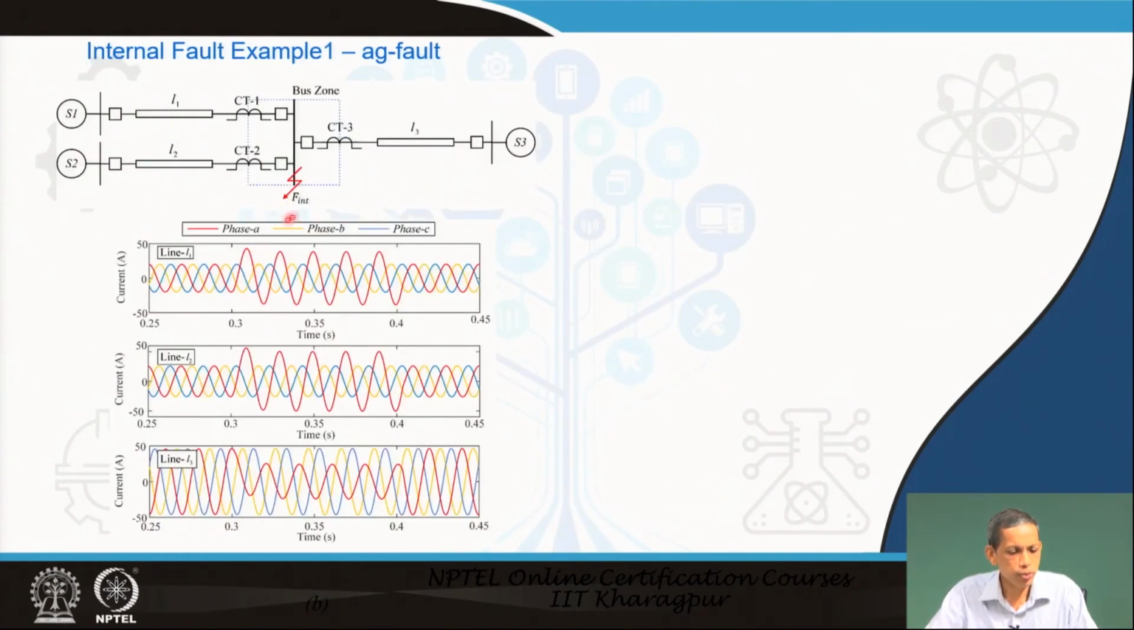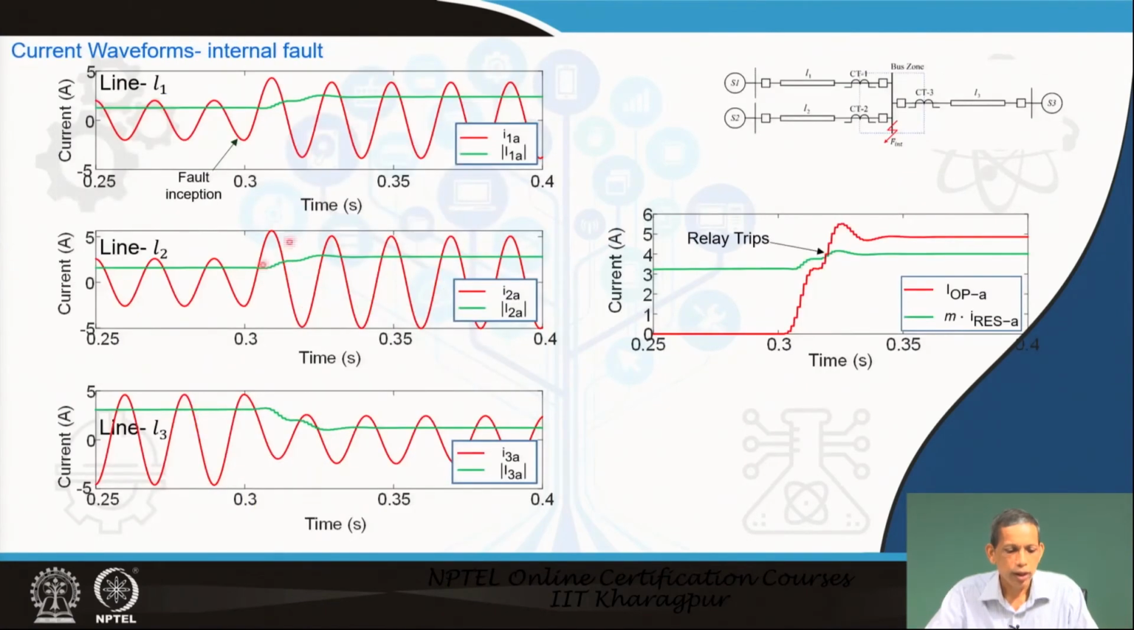In the oscillograms, if you see the phase A current, it is high following the fault inception at this point. You notice this in all 3 lines, L1, L2 and L3. If you go to the particular phase, the corresponding current magnitude increases during the fault situation, in all 3 phases, in this way. If you see the corresponding dynamic plot, the operating current is the red one, and the restraining current, M I restraining A, becomes this one.